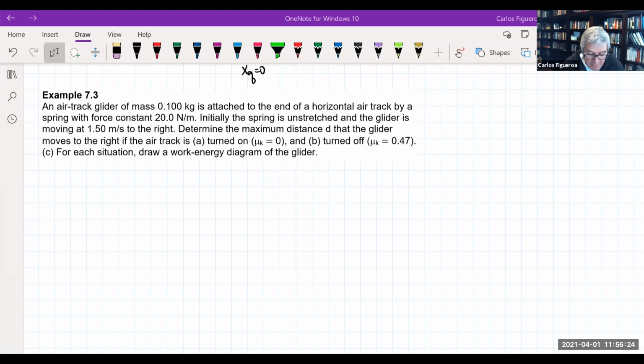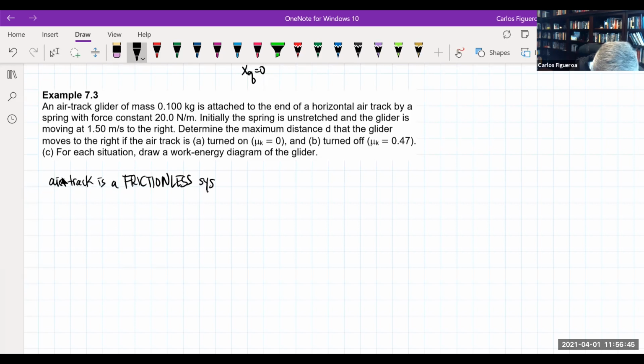So what you have here is an air track. The thing you want to remember about an air track, which you may not know, is that it is a frictionless system. There's air, like an air hockey table. It's not completely frictionless, but it has very, very low friction for short distances. As this thing floats over an air table, it doesn't make contact with the ground.